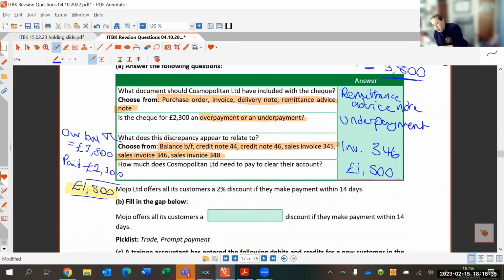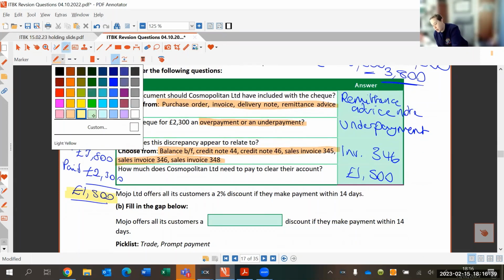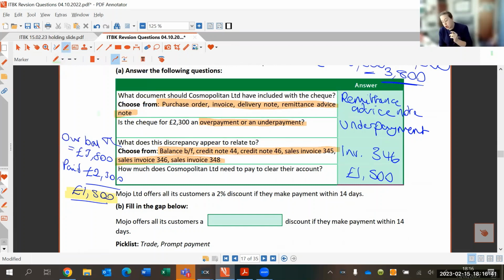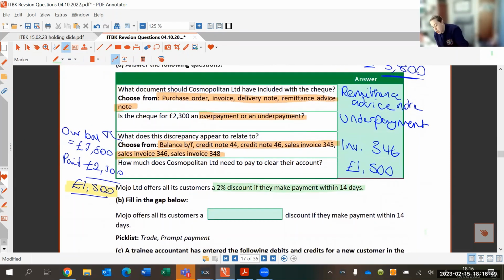Right, we've got a knowledge question now. It says that Mojo Limited offers its customers a 2% discount if they make payment within 14 days. So we've got to fill in the gap of this sentence. Mojo offers its customers a blank discount if they make payment within 14 days. What type of discount is it? Is it a trade discount or a prompt payment discount? Fantastic, it is a prompt payment discount.